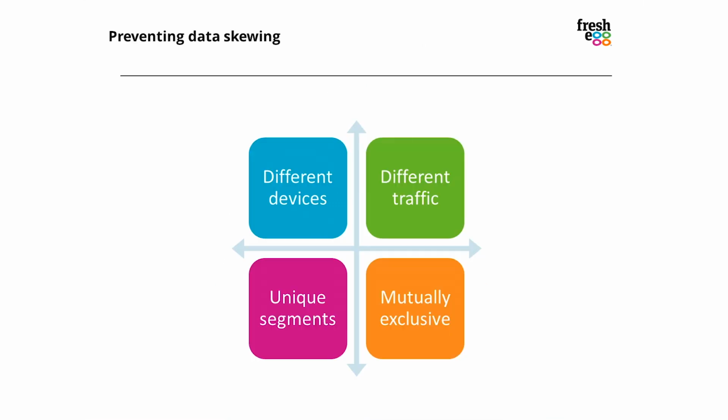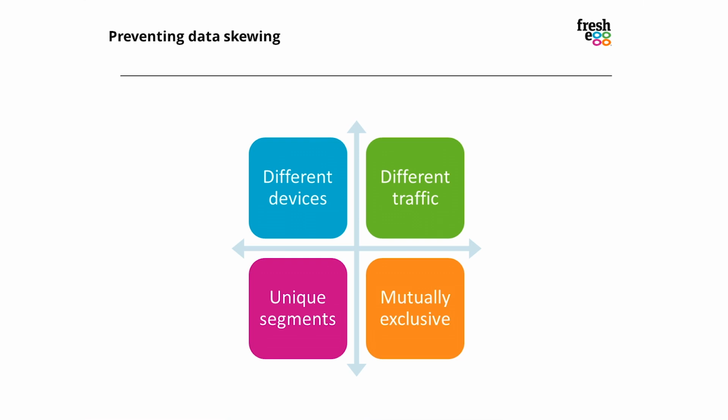So the first one I'm going to look at is that issue of preventing the skewing of data. Now, when you're running tests, there are a few different ways of doing this. One is to run different tests on different device types. So you might have one test that's aimed for desktop users, and one test that's aimed for mobile. As long as you're keeping them separate and testing on different devices or different audience groups, you shouldn't have any problem with overlapping or skewing of data.